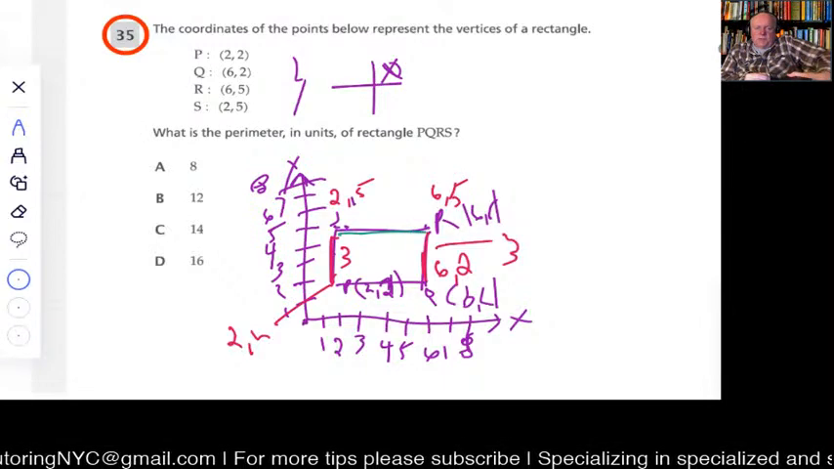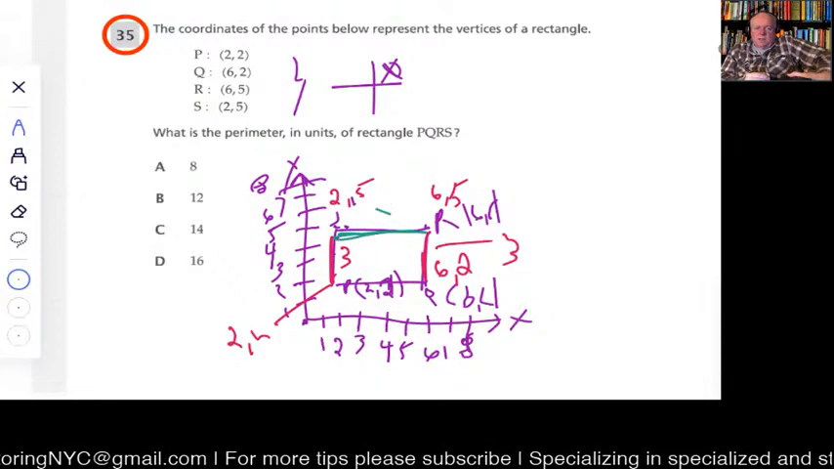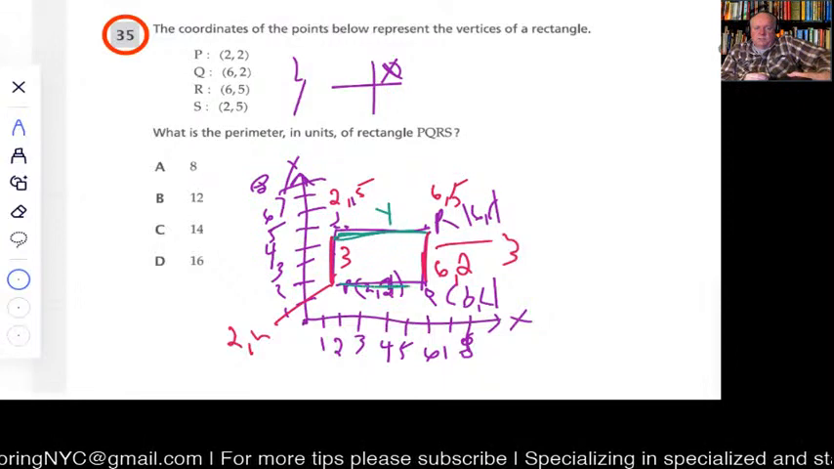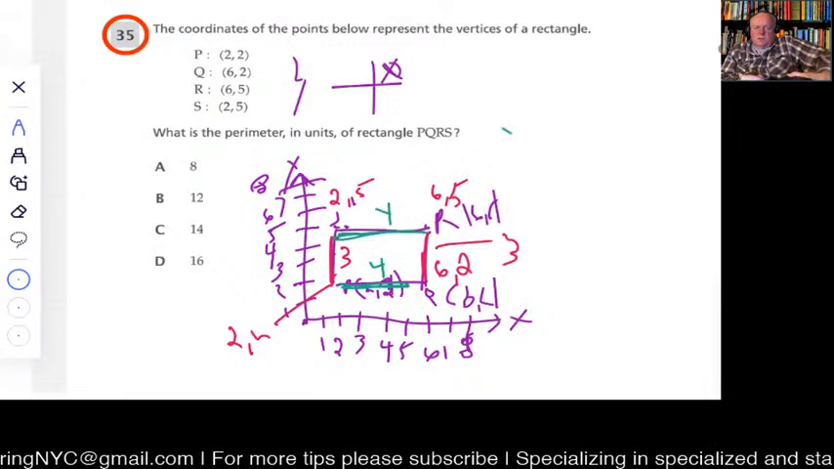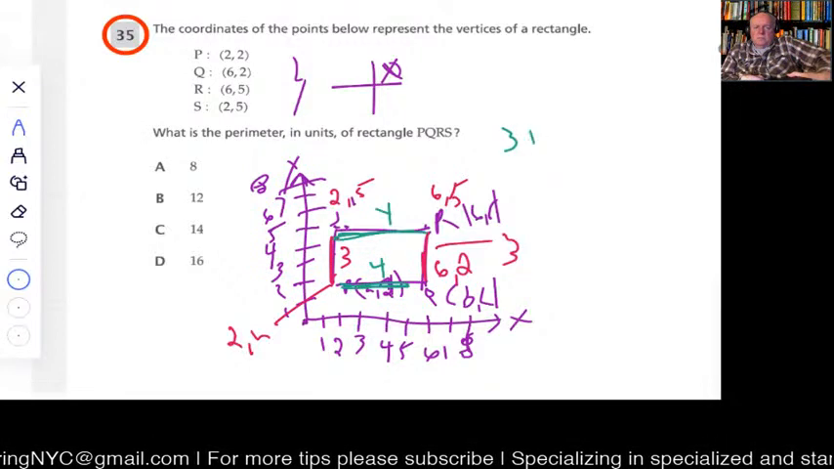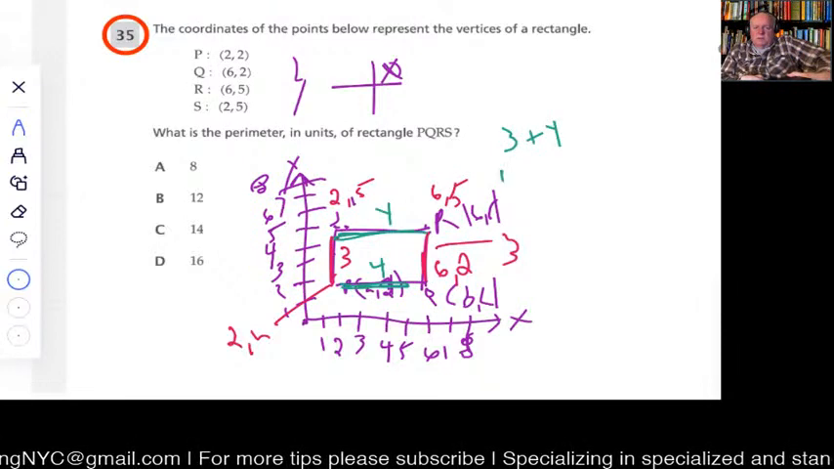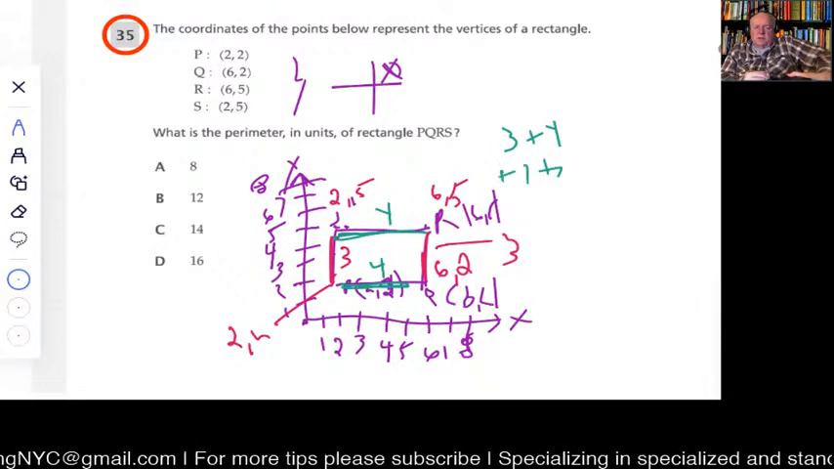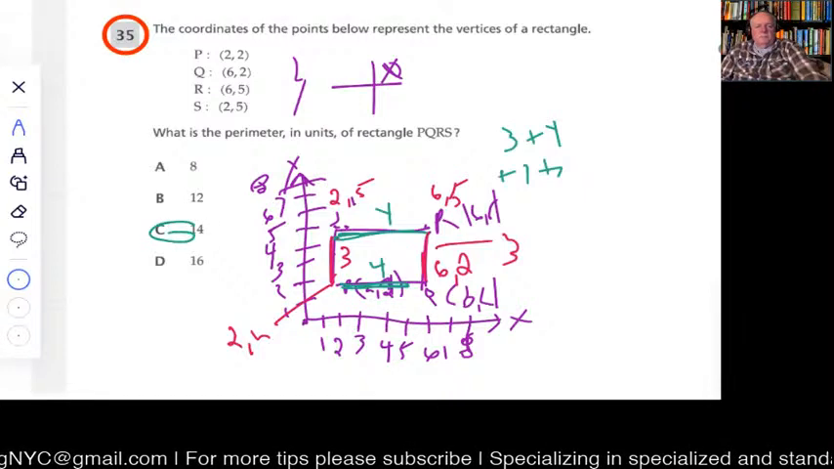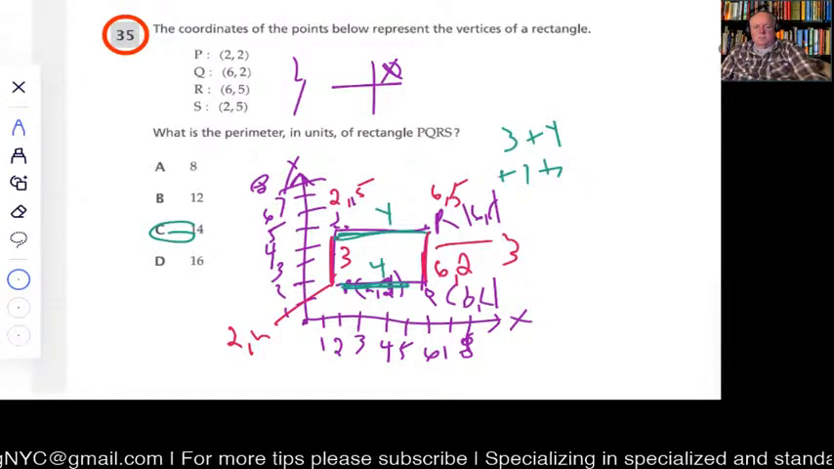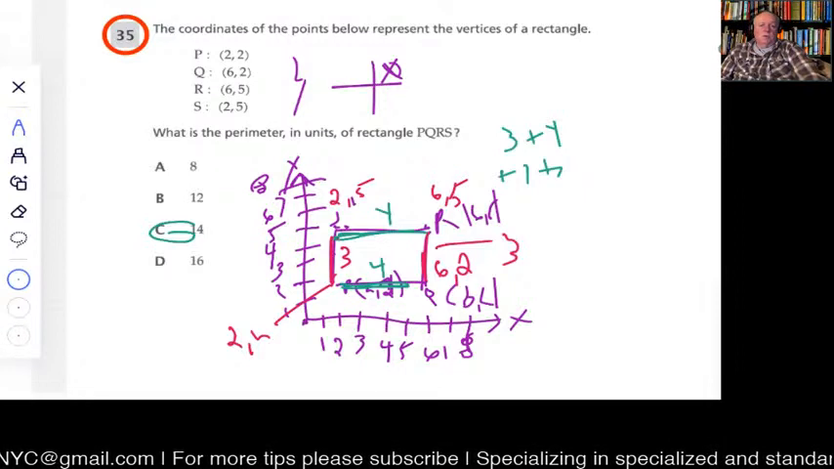All right. Now if we look at this line, this one right here, that's 2, 5 to 6, 5. So the length of that is 4. And this one here is 2, 2 to 6, 2. So that's also 4. So the perimeter is going to be 3 plus 4, plus 3 plus 4. So we should get 14 there. And we get C. All right? So the problem with this one is actually drawing it out and drawing it out neatly.